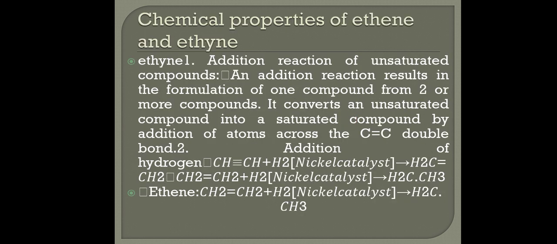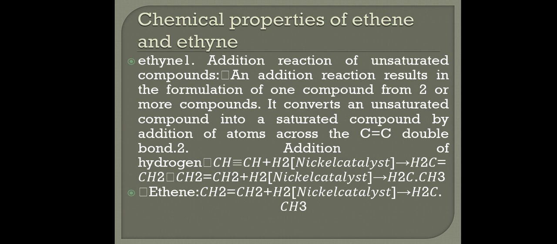Chemical properties of ethene and ethyne. Ethene, first, addition reaction of unsaturated compounds. An addition reaction results in the formation of one compound from two or more compounds. It converts an unsaturated compound into a saturated compound by addition of atoms across the carbon double bond carbon.